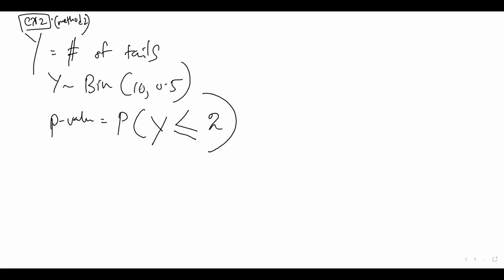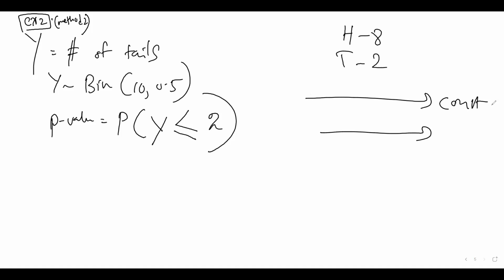Why? Because successes, number of tails, how many heads do you have? 8. How many tails do you have? 2. Just draw this count axis and the proportion axis, right? If it is unbiased, the proportion should be 0.5, right? We have 8 heads, 2 tails. So the proportion is 0.2. That means 2 divided by 10, right?